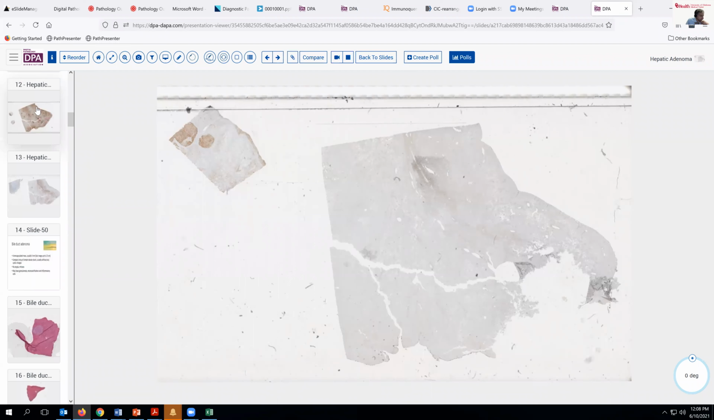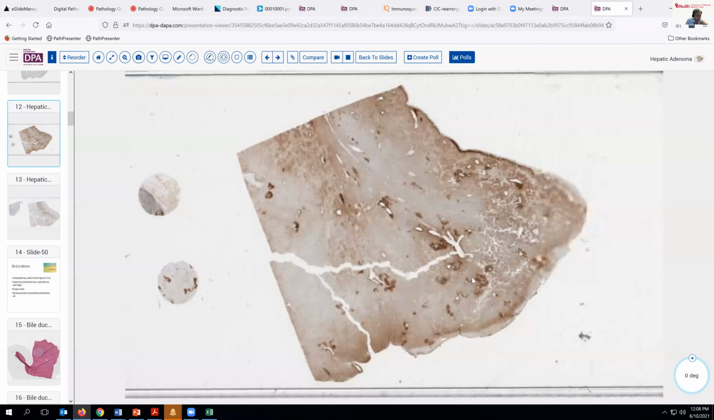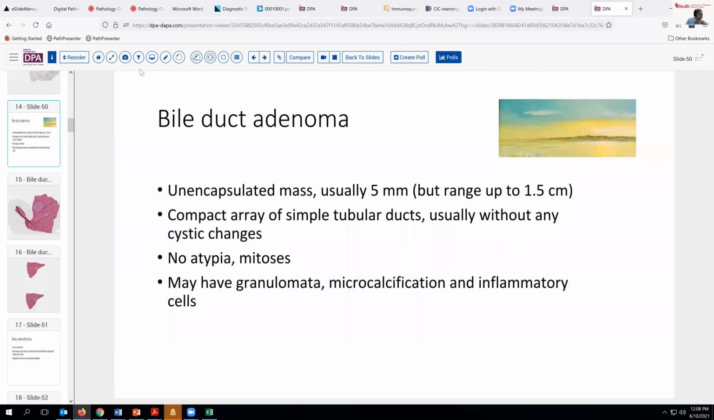Here's the glutamine synthetase, and we'll just project that here, which shows you this more map-like pattern of glutamine synthetase activity with areas of positivity and broad areas that are negative. Okay, so let's go on then to talk about bile duct adenoma.